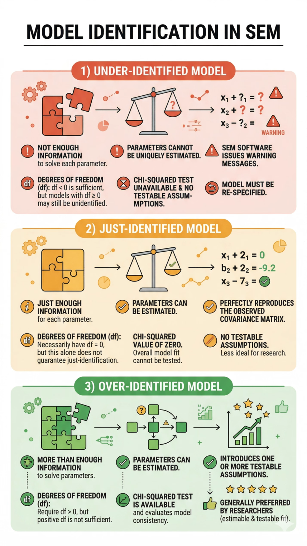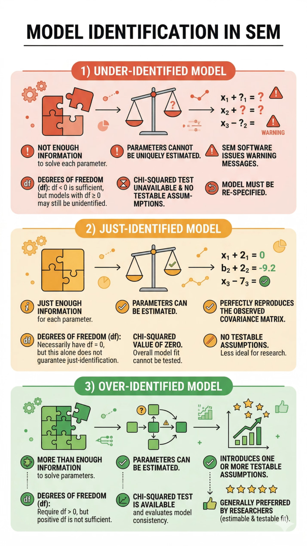Although the degrees of freedom being negative is sufficient to indicate underidentification, it is not a necessary condition, meaning that models with degrees of freedom equal to or greater than 0 may still be unidentified. In addition, because the parameters of an underidentified model are not estimable, the chi-squared test is unavailable, there are no testable assumptions, and the model must be respecified.